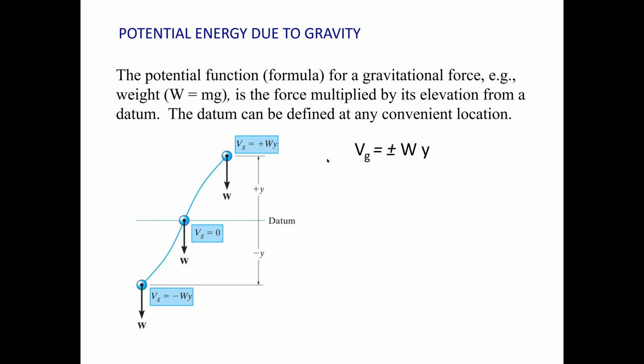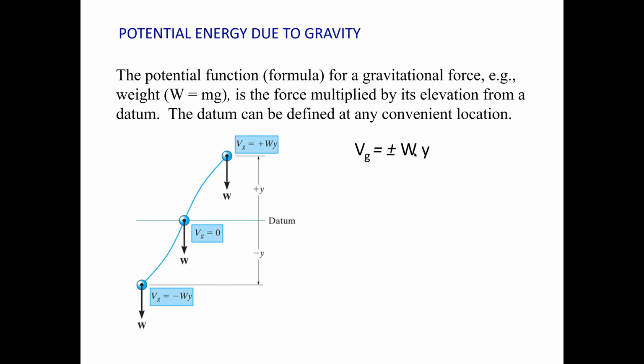Okay, potential energy due to gravity. In this case, it's just the weight, which is equal to m times g, which is just the force, and then the distance. So here's our potential energy due to gravity, plus or minus, depending upon its direction, if it's going down or if it's going up.